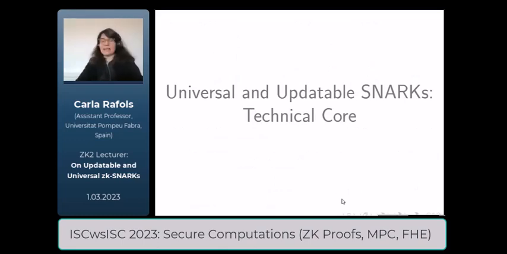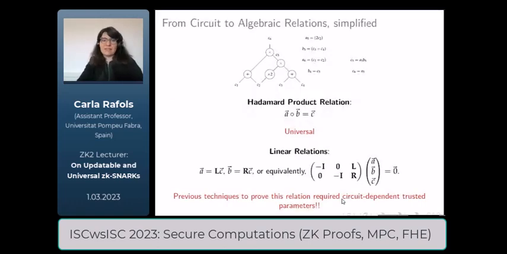Okay, so how do we build these nice things, which are universal and updatable SNARKs? Again, we are in the same situation, so the circuit-to-algebraic-relations part is the same. We have a Hadamard product, and the thing to note here is that this is a universal relation. No matter what the circuit is, I always write it in such a way that I use one wire per multiplication gate, and I always have this set of quadratic relations.